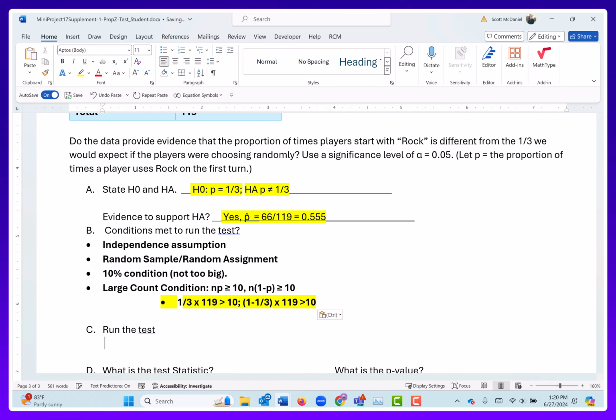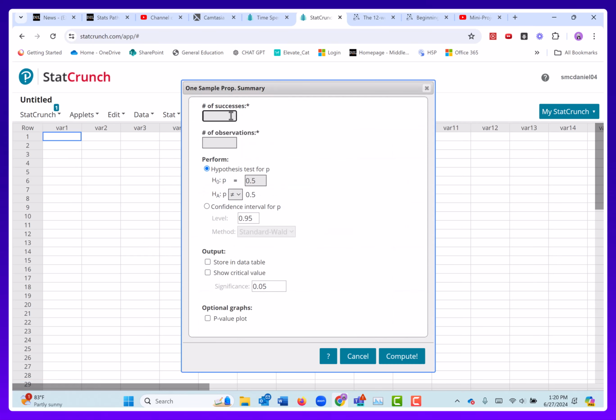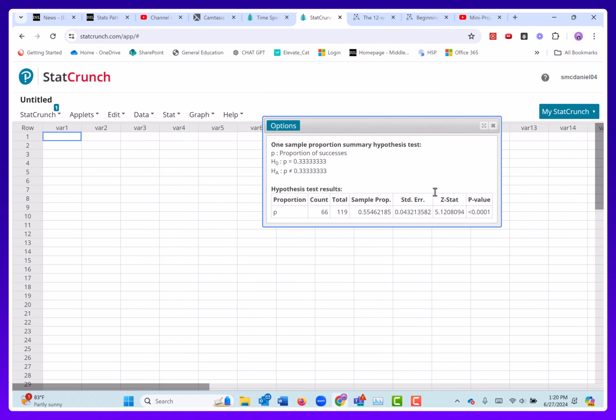So now let's run the test. I'm going to go to stat, proportion stat, 1 sample, and we just have summary data. And we're testing the rock proportion, so 66 out of 119, against 1/3. And I believe we can just put 1/3 in like that. If not, you can put 0.333. Press compute. There we go. So here's our test statistic at 5.12, so we're 5 standard deviations away from the mean. Very unlikely to have occurred by chance. Super small p-value, less than 0.0001.